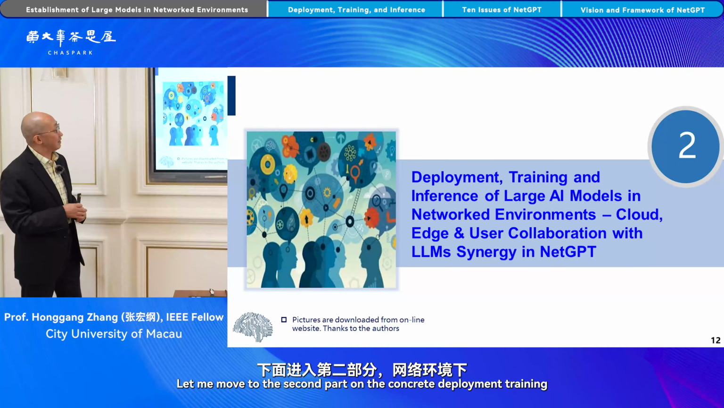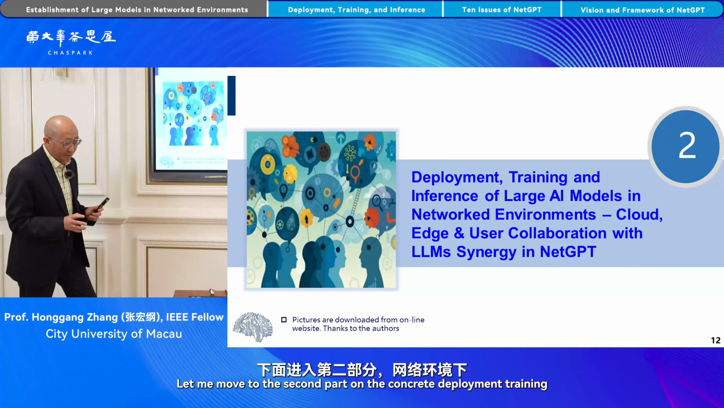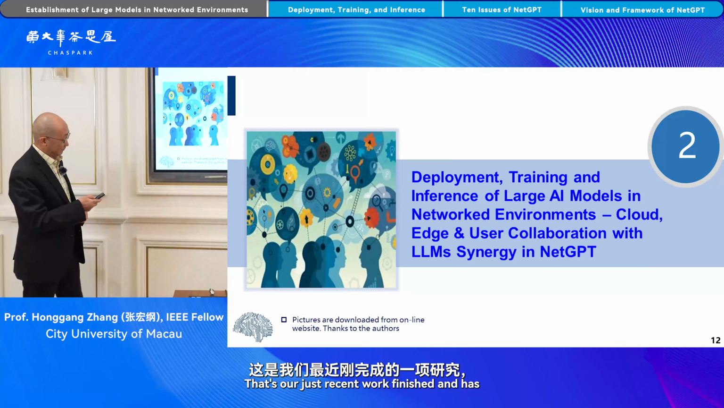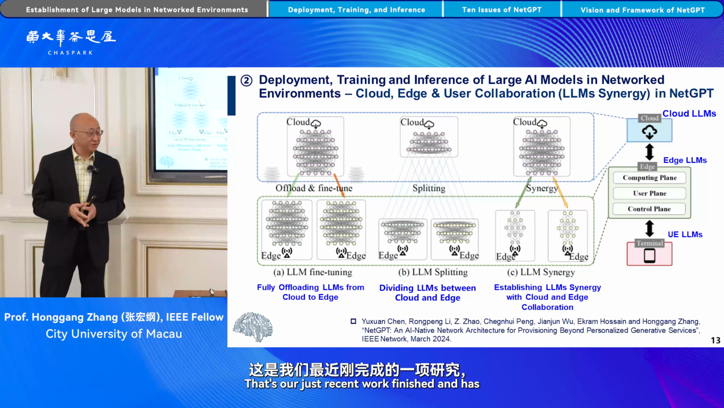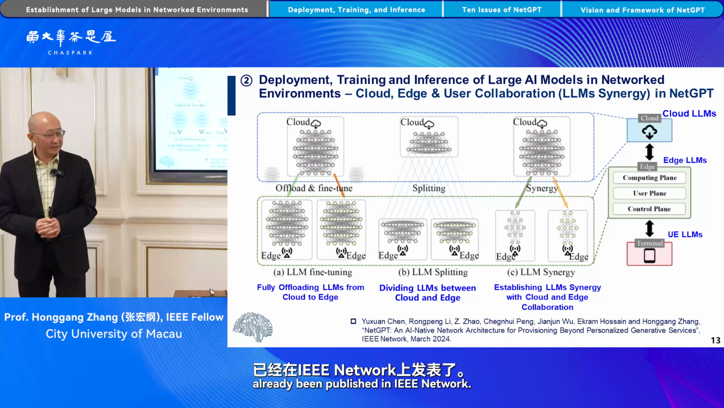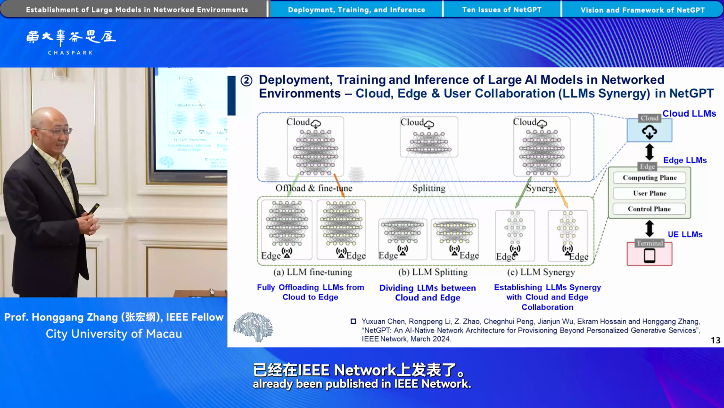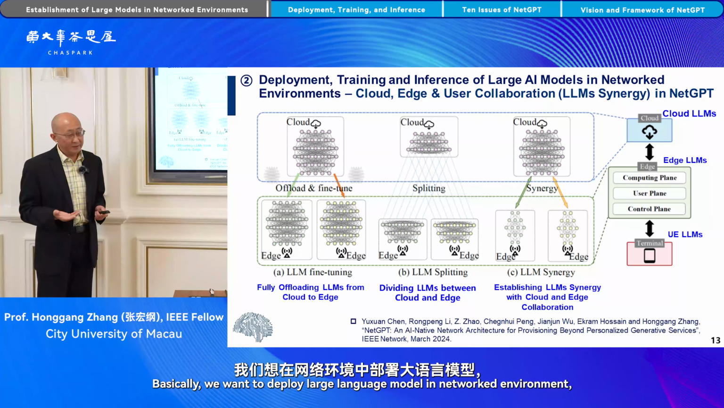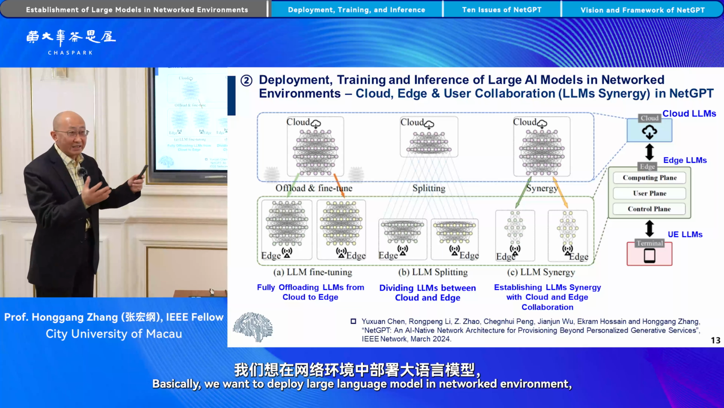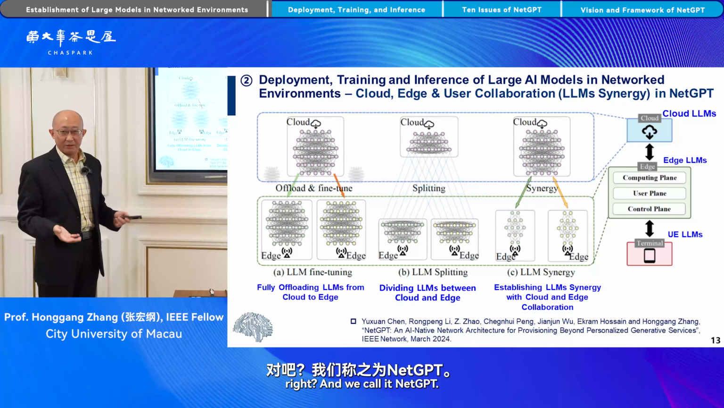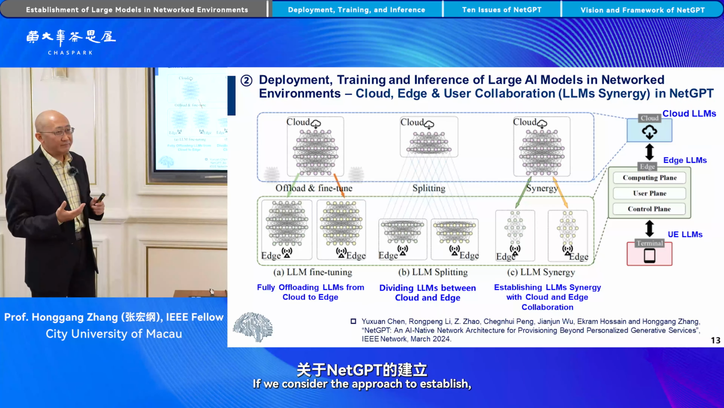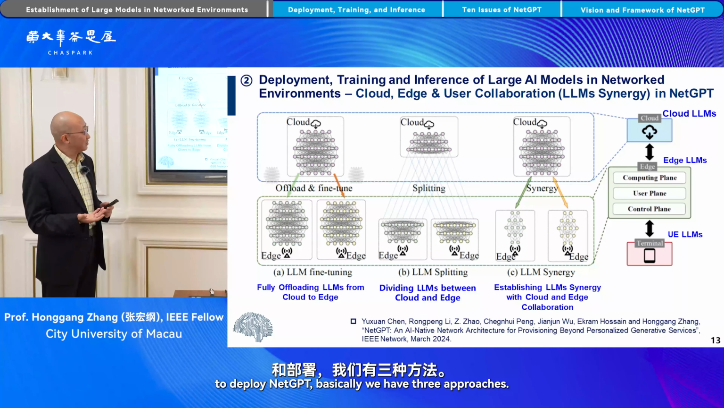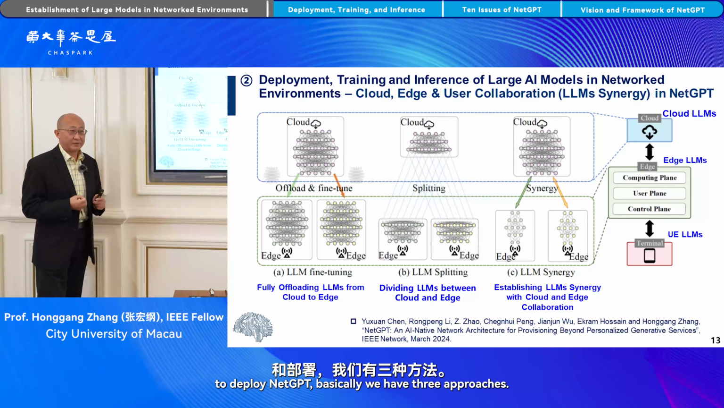So let me move to the second part, on the concrete deployment, training, and inference of large AI models in the network environment. That's our recent work, finished and already published in IEEE Network. Basically, we want to deploy a large language model in a network environment, right? And we call it NetGPT. If we consider the approach to deploy NetGPT, basically we have three approaches.